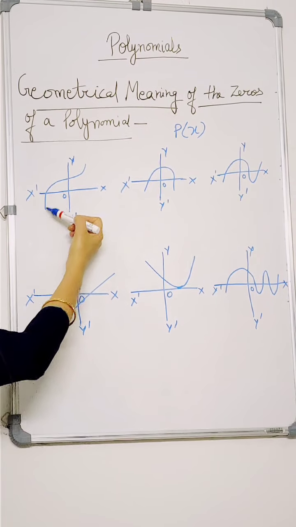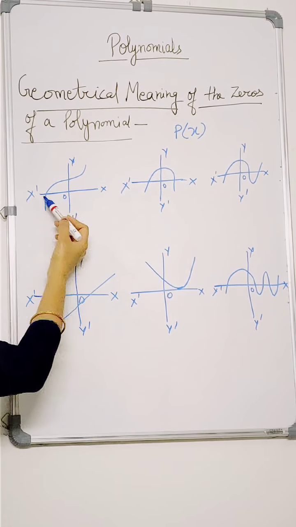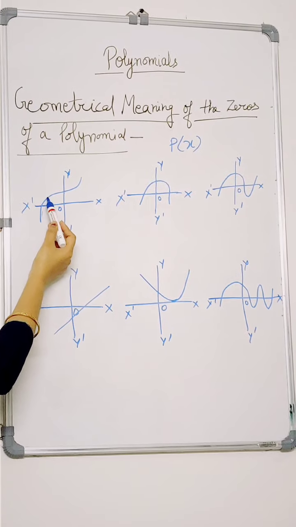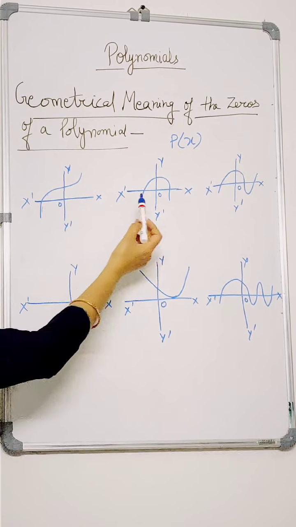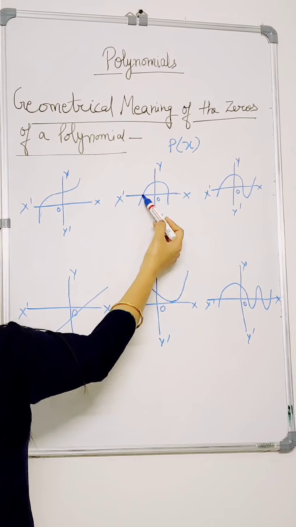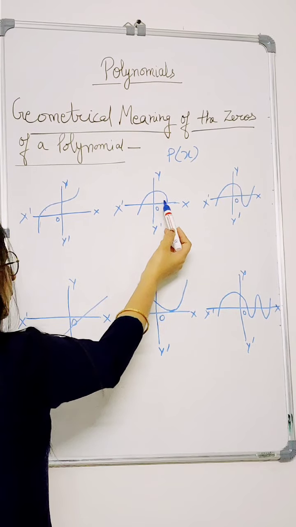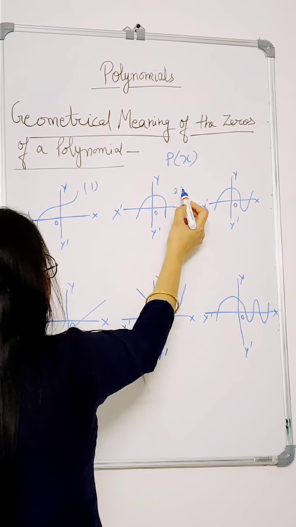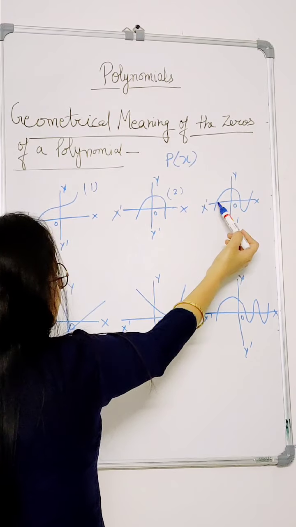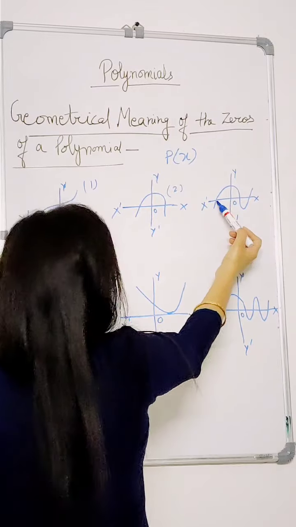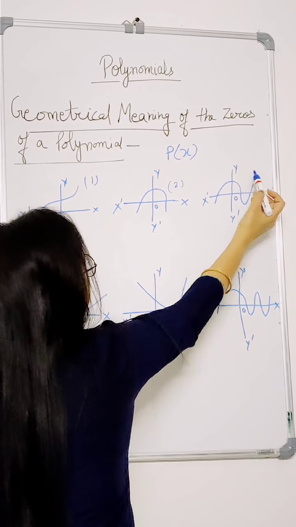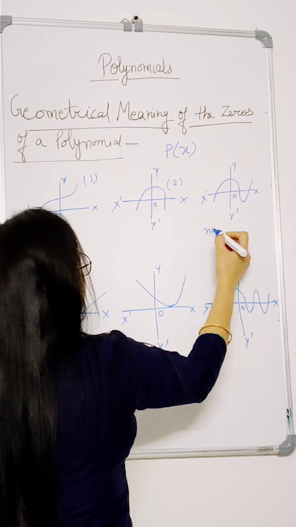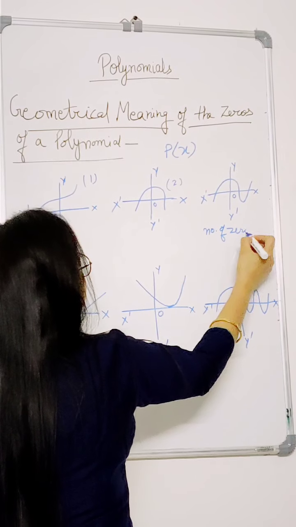In this graph, it cuts the x-axis at one point, so the number of zeros of this polynomial is 1. Here the intersecting points at the x-axis are 2, so the number of zeros is 2. Here the graph cuts the x-axis at 1, 2, 3 points, so the number of zeros is equal to 3.